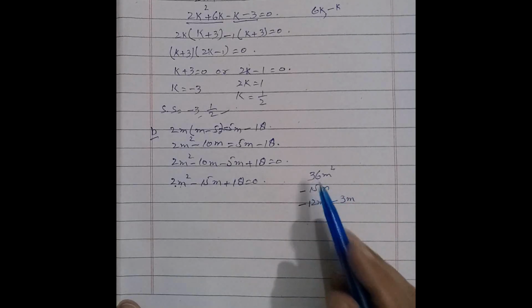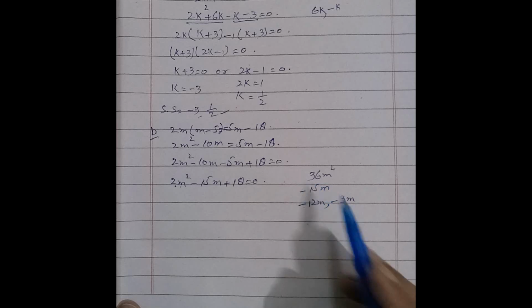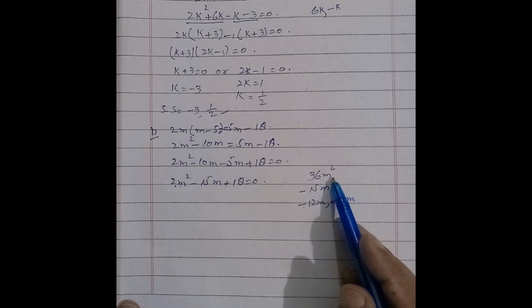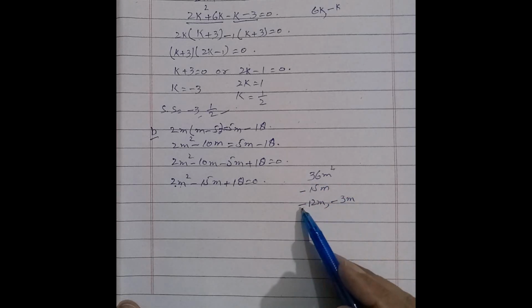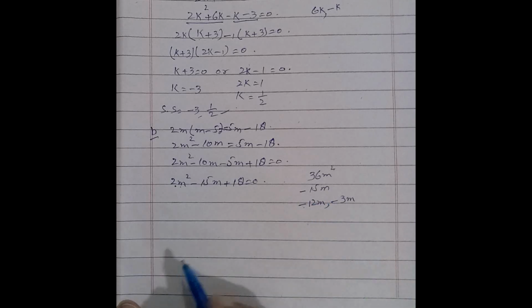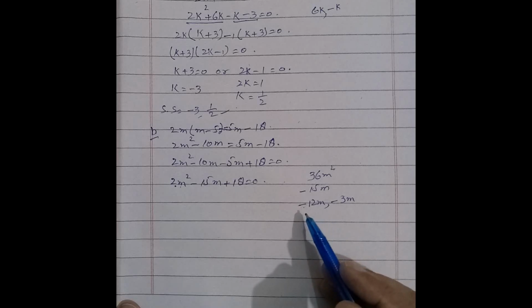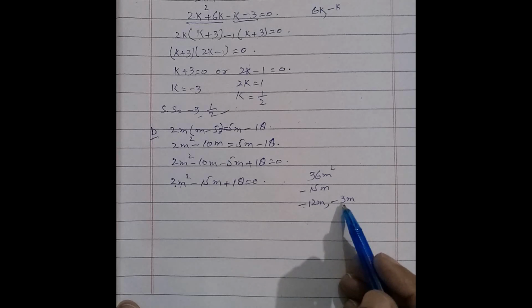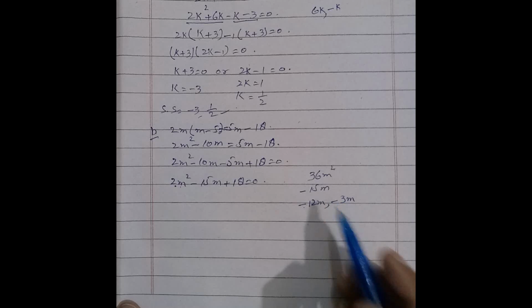12 3s are 36, minus multiplied by minus is equal to plus, m multiplied by m is m square, and when we add them, minus 12m minus 3m, it is minus 15m. So we put the value of minus 12m and minus 3m instead of minus 15m.